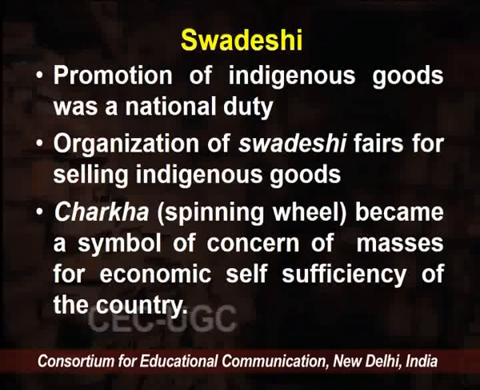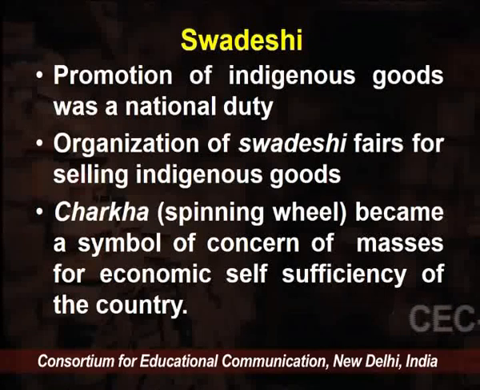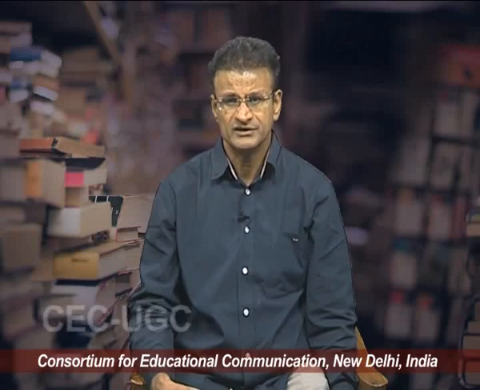And we also realize that during this time, the charkha or the spinning wheel became a symbol of the concern of the masses for the economic self-sufficiency of the country. When people engaged themselves in the charkha in their free time, they were able to achieve some kind of self-sufficiency. They could earn some money, or make cloth for themselves. That way they were also able to contribute to the national movement.